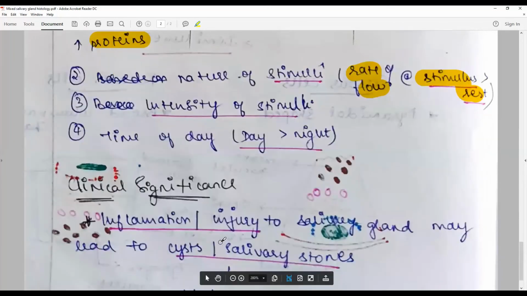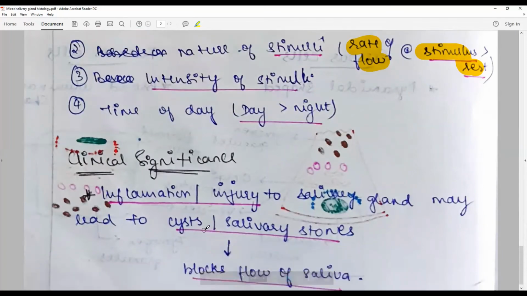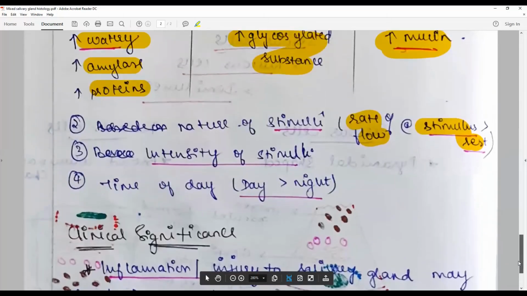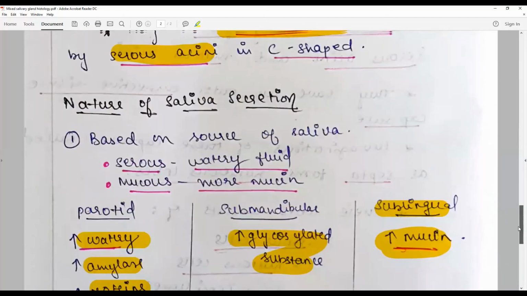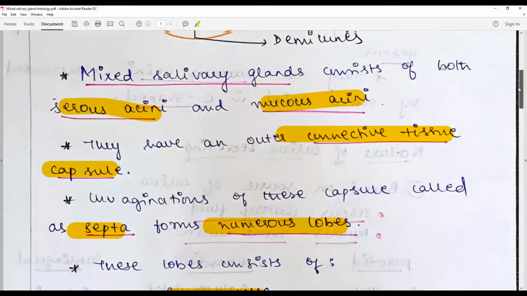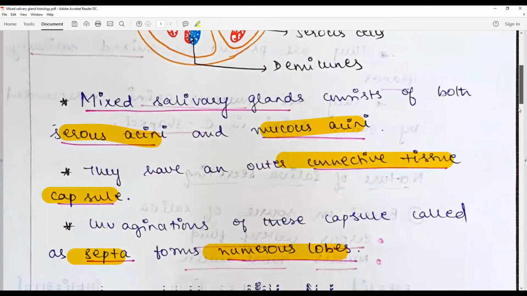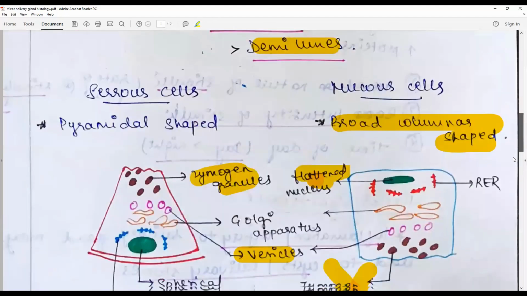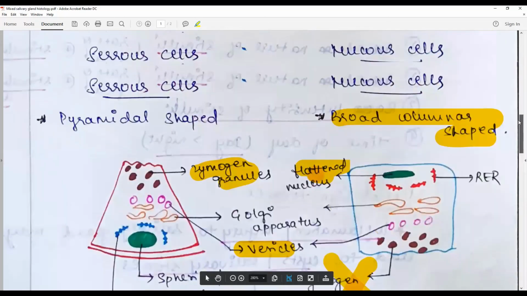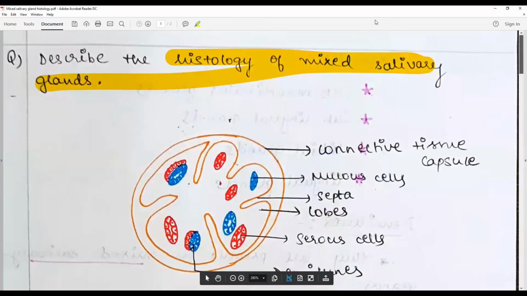Clinical significance: inflammation or injury to a salivary gland may lead to cysts such as mucoceles, or salivary stones that can block the saliva. Infections such as mumps can derange the salivary acini. Mixed salivary glands are known for their ability to form tumors. So don't make the mistake of putting zymogen granules. Draw a neat histopathology diagram.